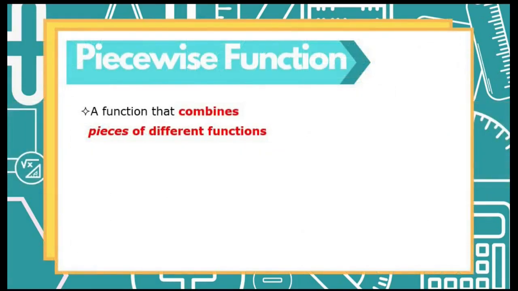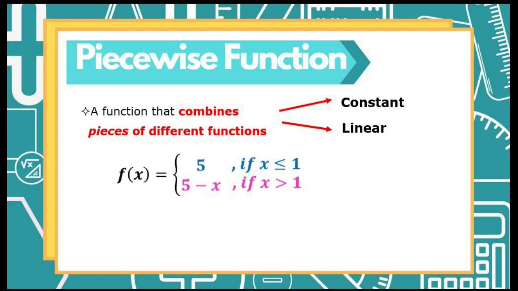We now start by defining what a piecewise function is. A piecewise function is simply defined as a function that combines pieces of different functions. Or in other words, a piecewise function is just a combination of functions, at least two functions. We already discussed two different types of functions, namely constant and linear functions. So a piecewise function can be a combination of constant and linear, both constant, or both linear.